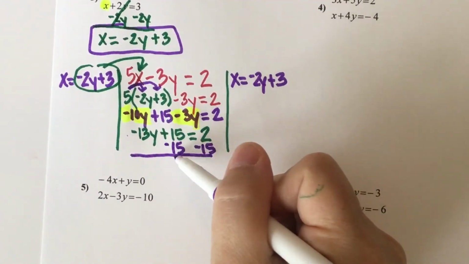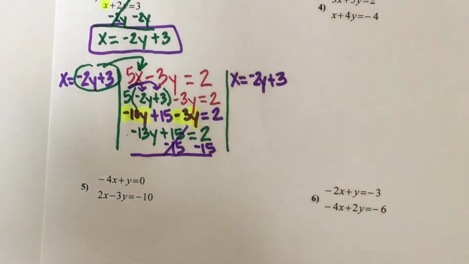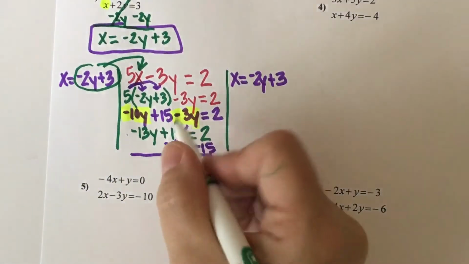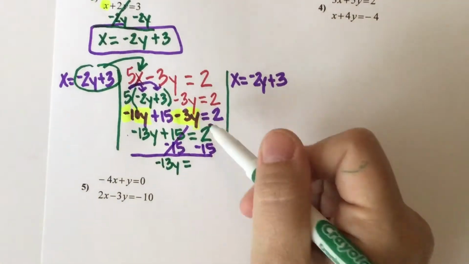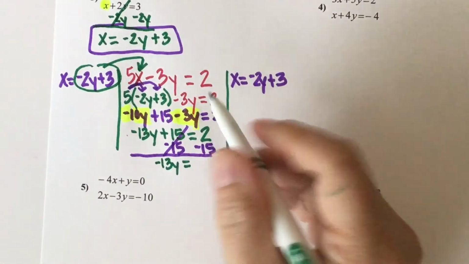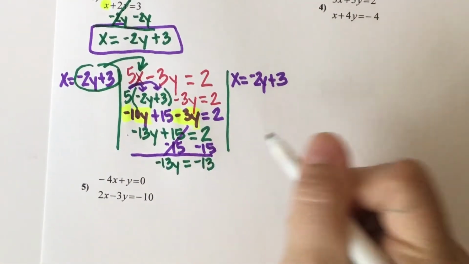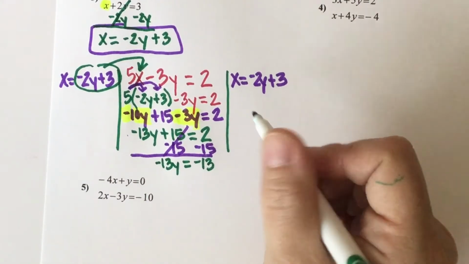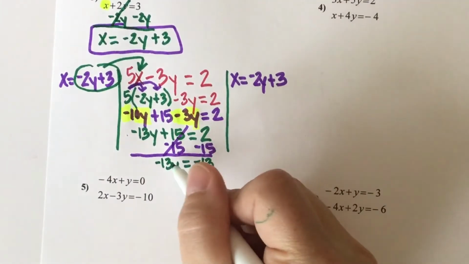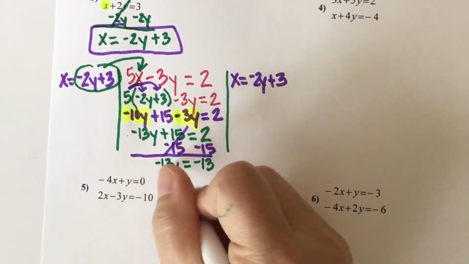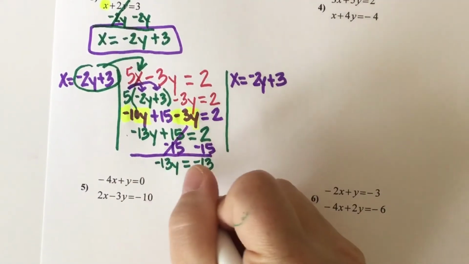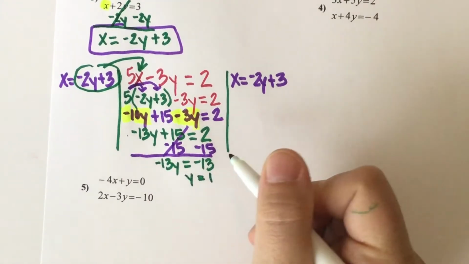So 15 minus 15 is 0. Shoop. My negative 13y drops down. My equals drops down. And then 2 minus 15 makes negative 13. Okay, and then I'm running out of room, so I'm going to divide both sides by negative 13, and that's going to make a positive 1.